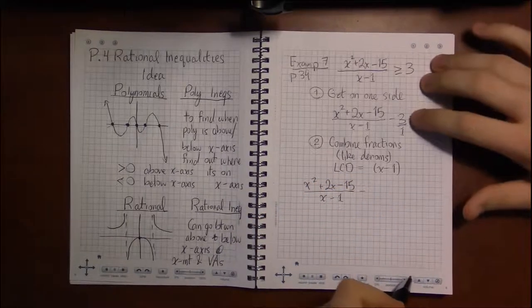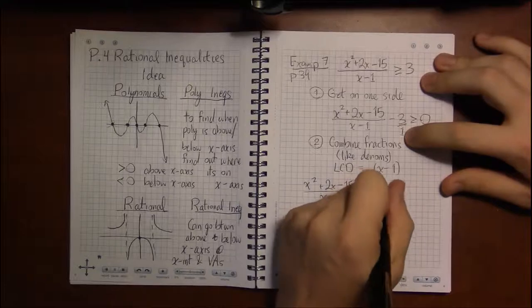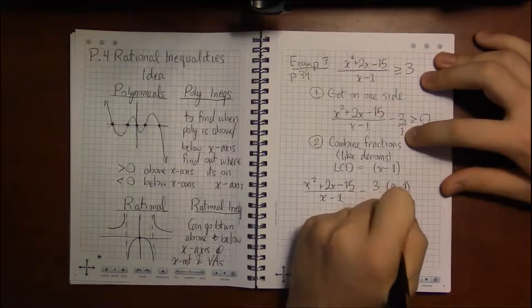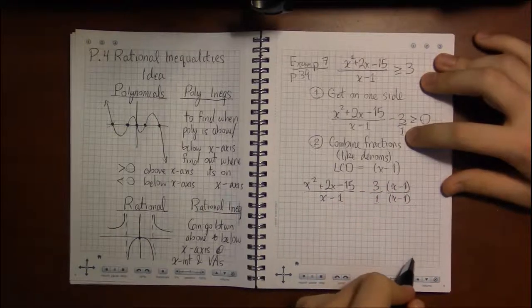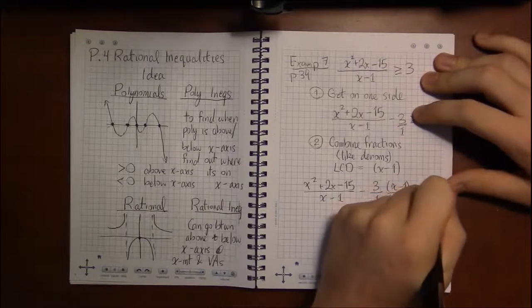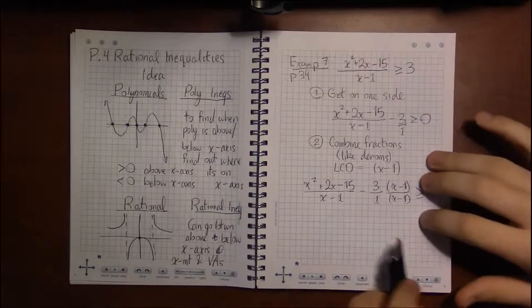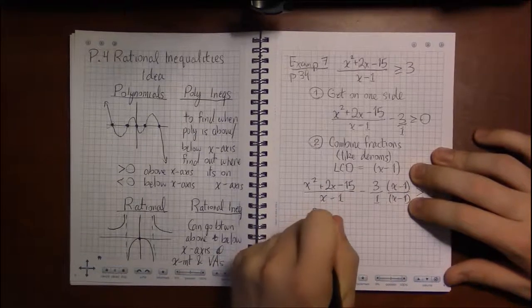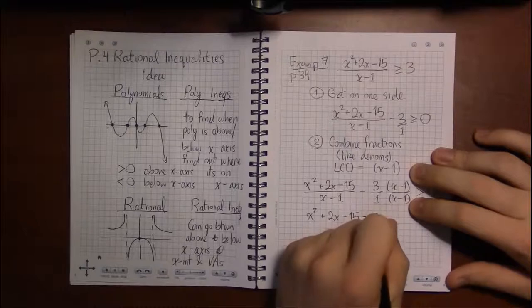But I do need to do something to 3 over 1. To make this denominator x minus 1, I'm going to have to multiply top and bottom of this fraction by x minus 1. Because when I multiply by x minus 1 over x minus 1, I'm effectively just multiplying by 1, and multiplying by 1 does nothing. So in effect, I'm not changing the inequality at all. I'm just rewriting it to put it in a convenient format. And in this case, convenient means so I can subtract these two fractions.